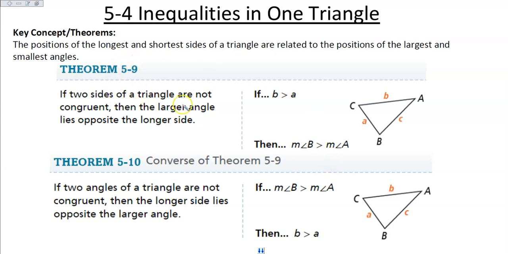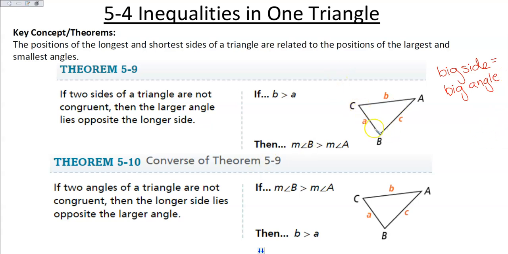Hey everyone, today we are looking at 5-4, which is inequalities in one triangle. When we're looking at a triangle, there is a relationship between the length of the sides and the size of the angle that is across from it. The big thing to remember, and the easiest way to remember this, is that big sides mean big angles. Okay? And small sides are going to equal small angles.